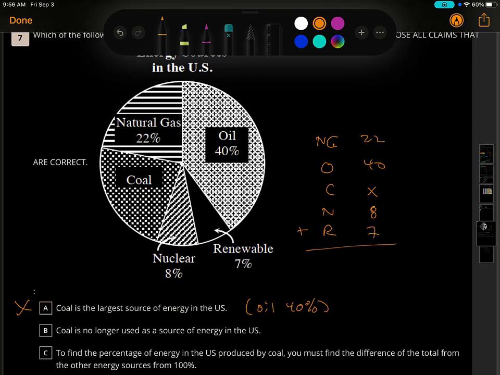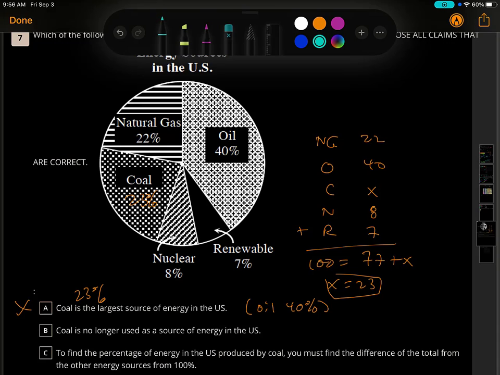So if I had all those together, 77 plus X equals 100. So X is going to equal 23. So coal is going to be 23%. So I'm just trying to compare the numbers, right? All right, let's try that one.